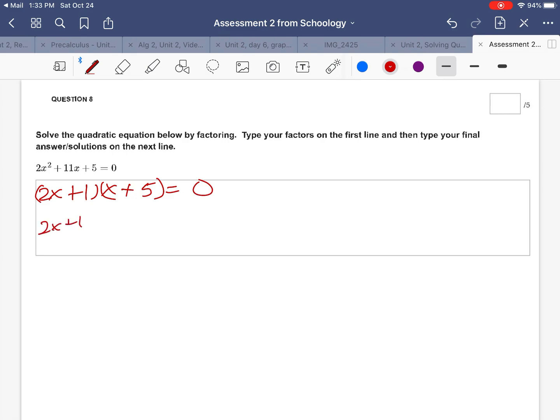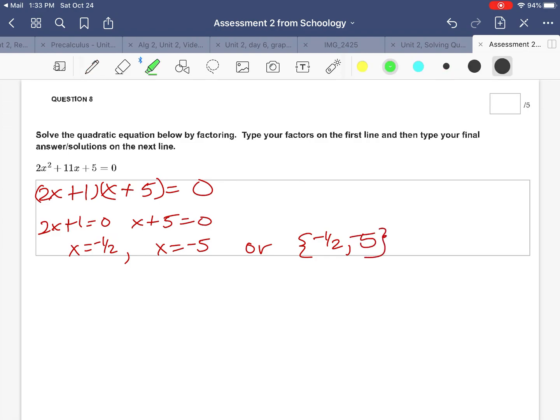So I take these two parts, 2x plus 1, and set it equal to 0. And I take x plus 5 and set it equal to 0. And then I solve that. On this one, I would take away 1 and divide by 2, so I get negative 1/2. And over here, I would get x equals negative 5 when I take away 5. So you can say that, or you could have written your answer in brackets, negative 1/2, comma, negative 5. All right, and hopefully you write it a little bit nicer than I did.